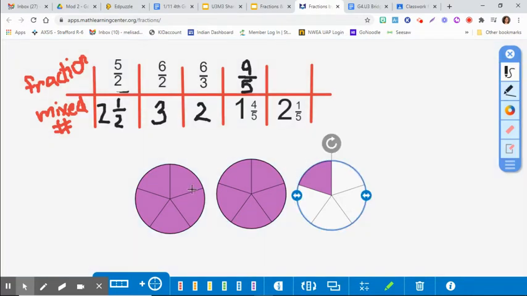So this is what the model would look like. Now, how many fifths total is that? 1, 2, 3, 4, 5, 6, 7, 8, 9, 10, 11. So our improper fraction for 2 1/5 would be 11 fifths.